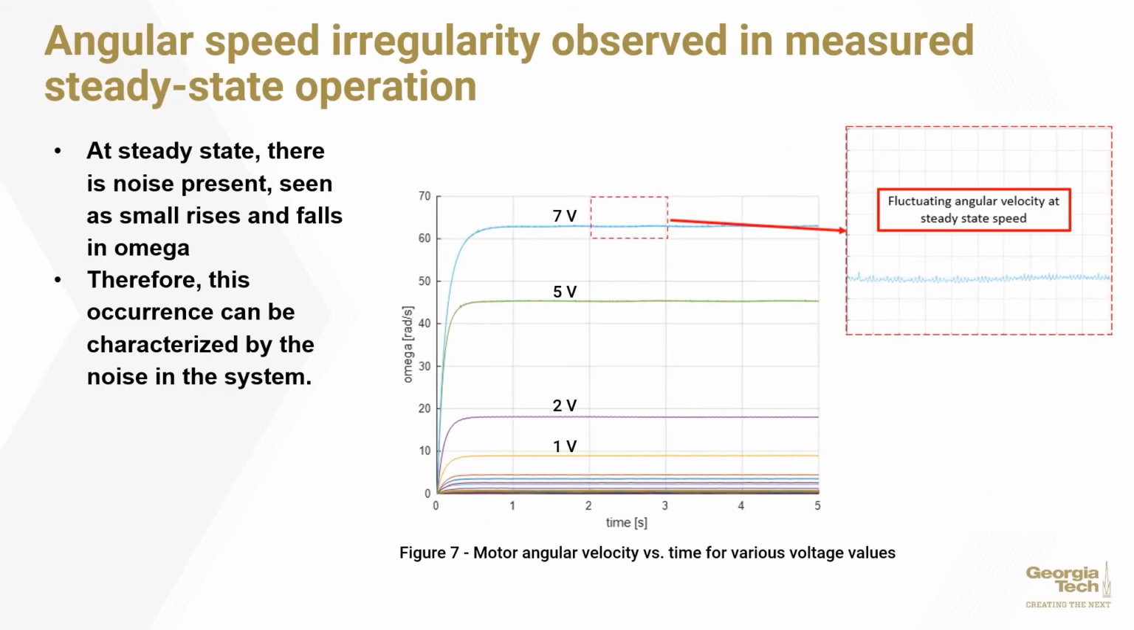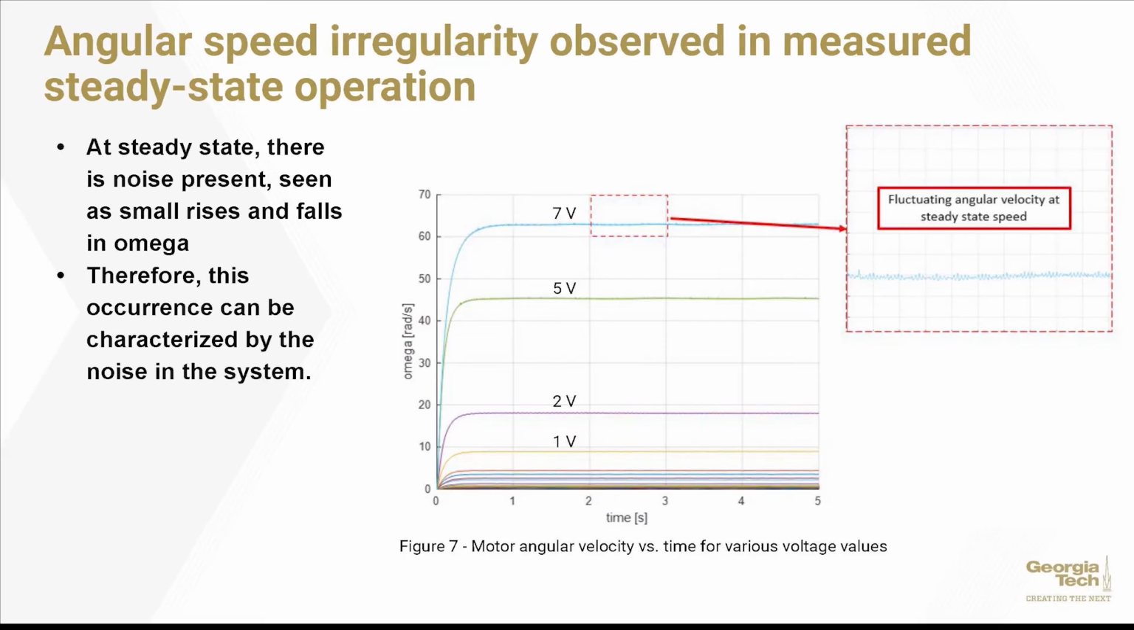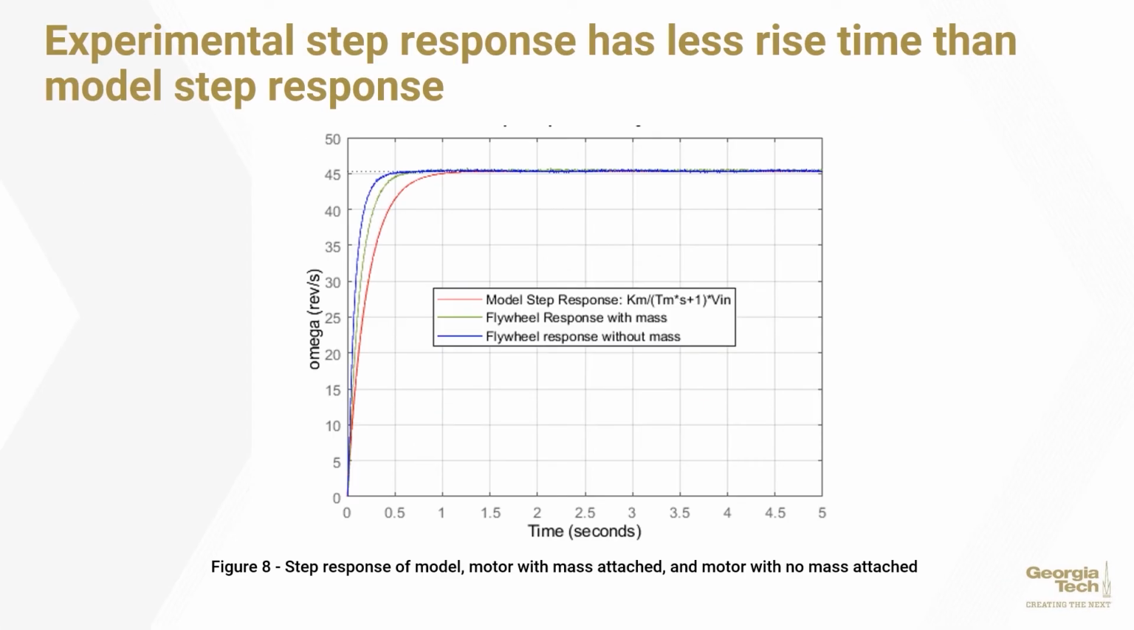The angular speed irregularity can be seen if you zoom in on the steady state portion of the step response plotted here. We believe that this is not a physical phenomenon, but rather some signal noise within the system. There's also some level of vibration in the lab because of the spinning motor, which could affect the encoder measurements. The experimental step response was found to have a shorter rise time than the model step response.